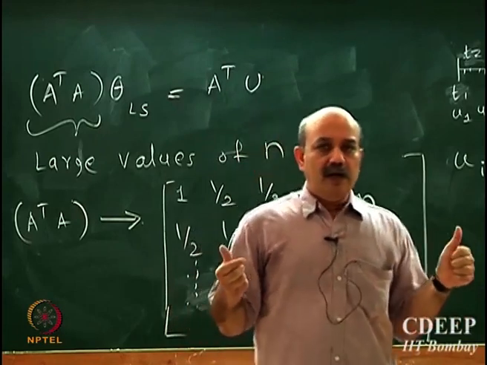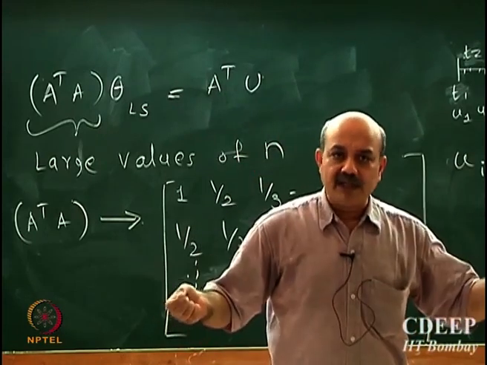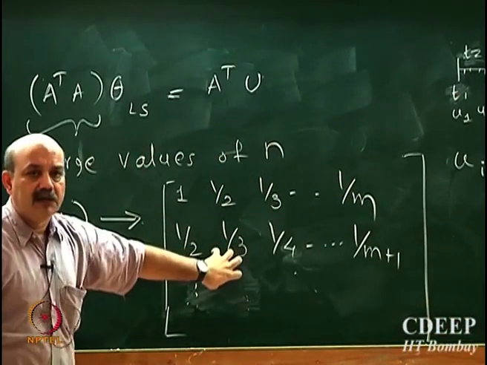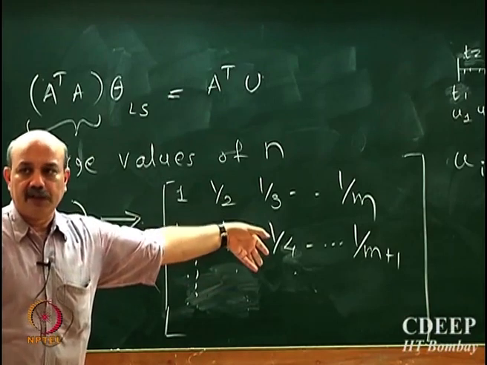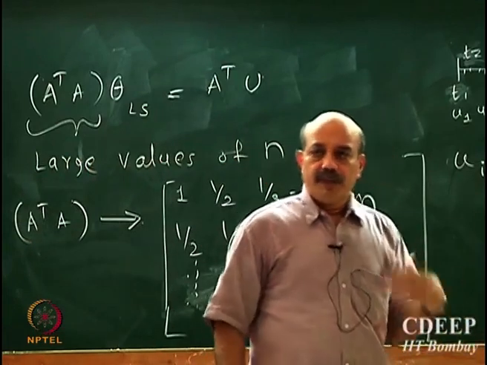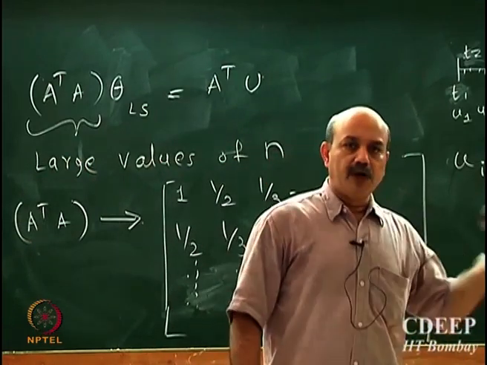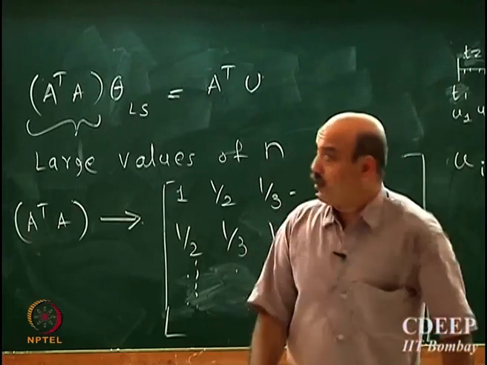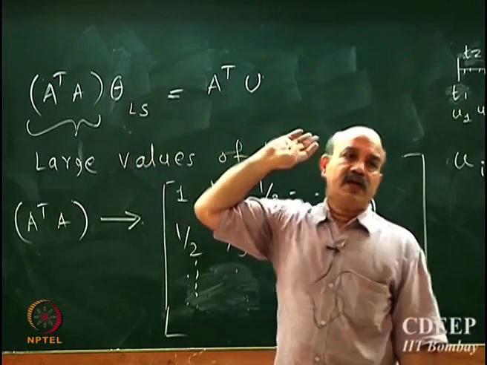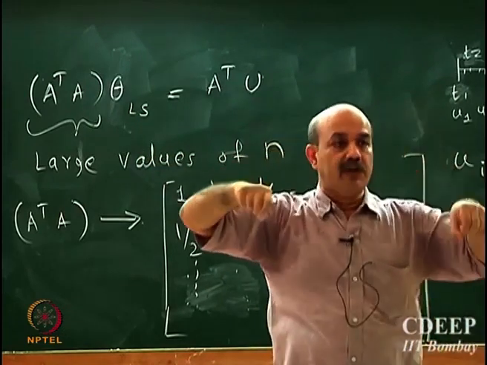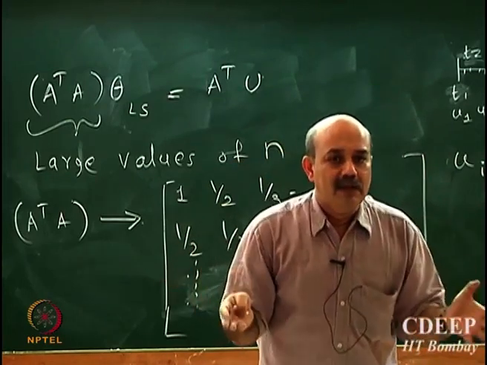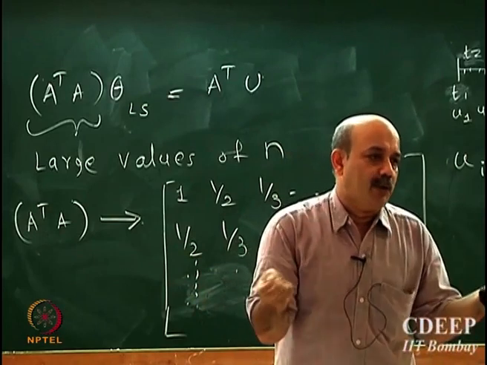But as you take more data points and try to fit the polynomial, this matrix A transpose A will tend to the Hilbert matrix, and the Hilbert matrix is difficult to invert because it is an ill-conditioned matrix. Because it is ill-conditioned, we cannot get reliable estimates of theta, and because we cannot get reliable estimates of theta, the approximation you develop, say 10th order or 12th order, is not a reliable polynomial approximation.